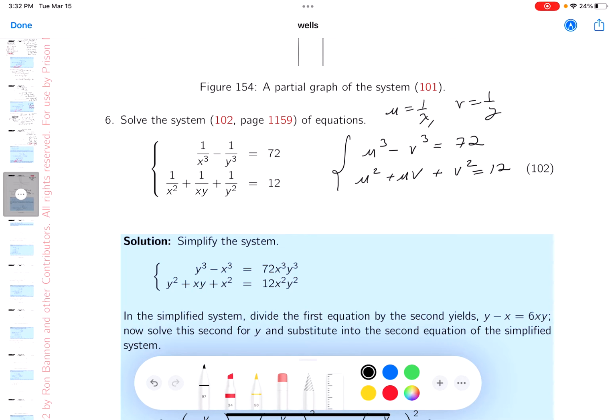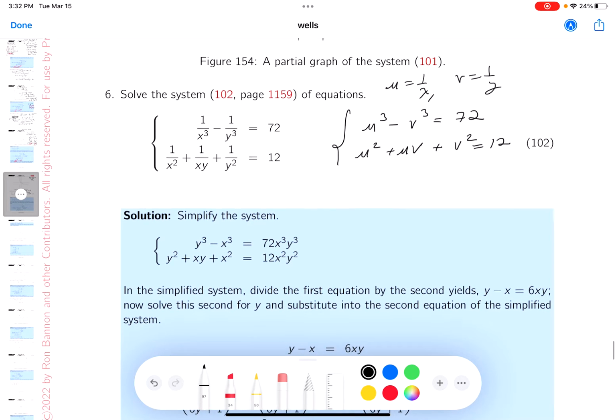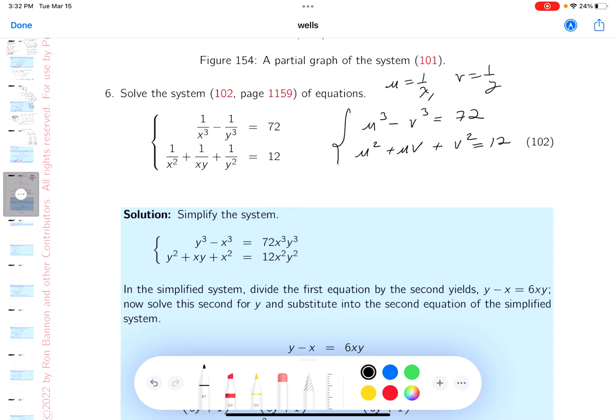All right? Now, granted, I did change it. I'm not going to say I made it any easier for people, but it made it easier for me. And then I'm going to factor the first equation. And what do you get? You get u minus v times u squared plus uv plus v squared. Well, lo and behold, I know this is 12, right? So 12 goes into 72 6 times. So I get 6 equals u minus v.